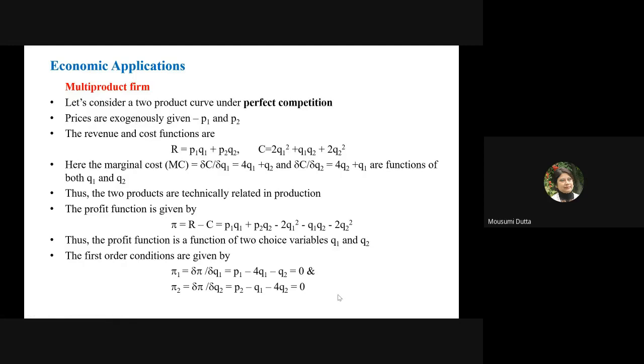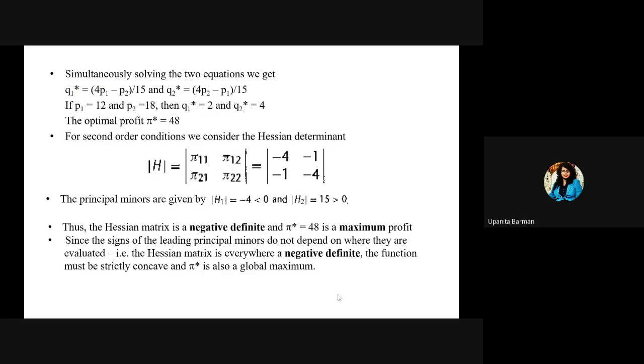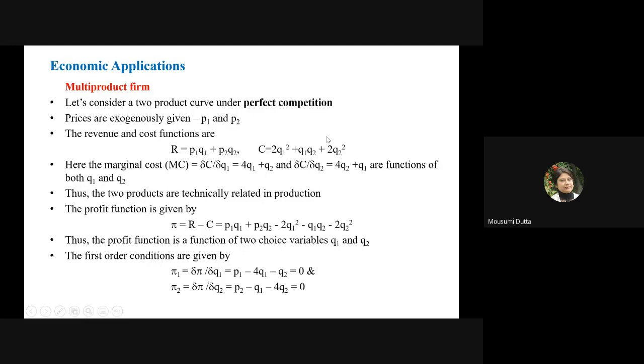Are you understanding the matter? Yes, ma'am. Okay, so by simultaneously solving two equations, we get the values of Q1 star and Q2 star. So here you have two equations. Solve these two equations and find out Q1 star and Q2 star.